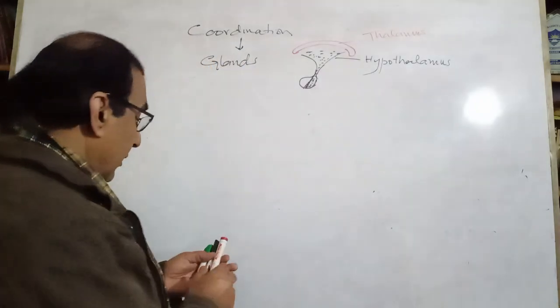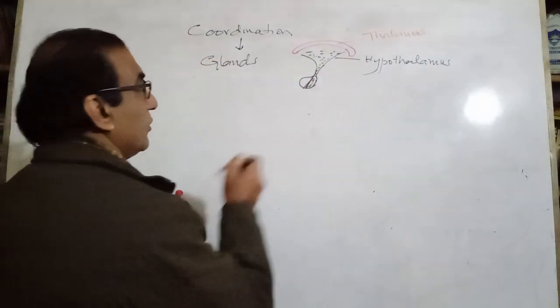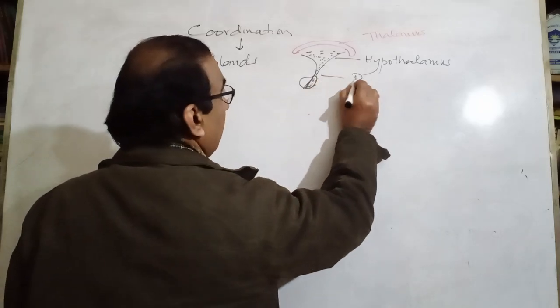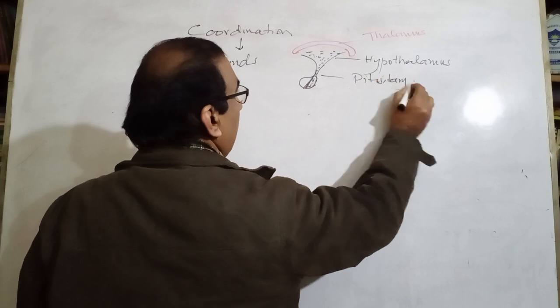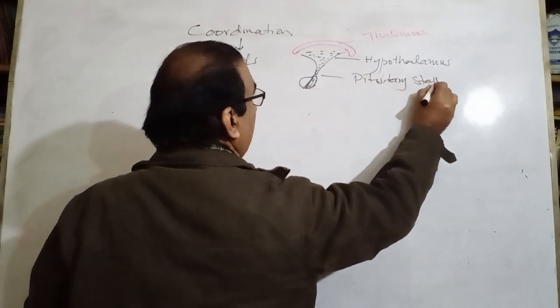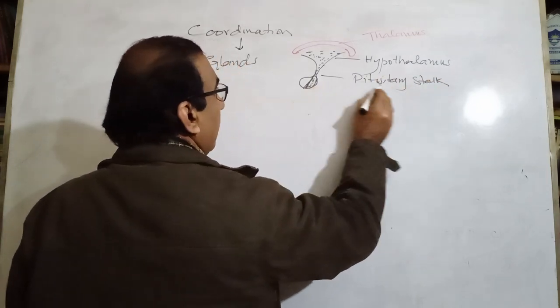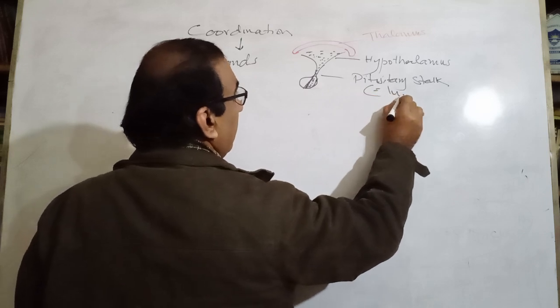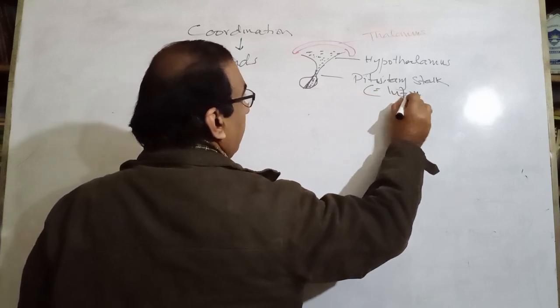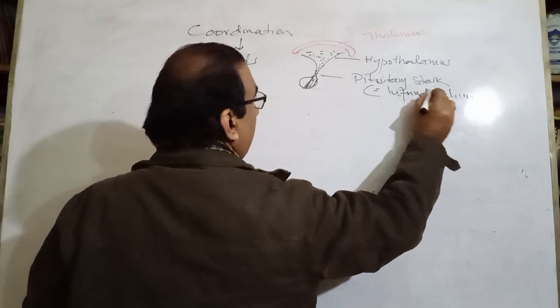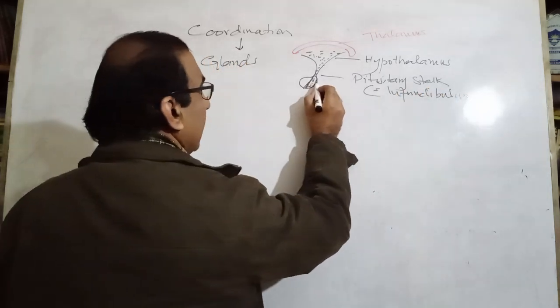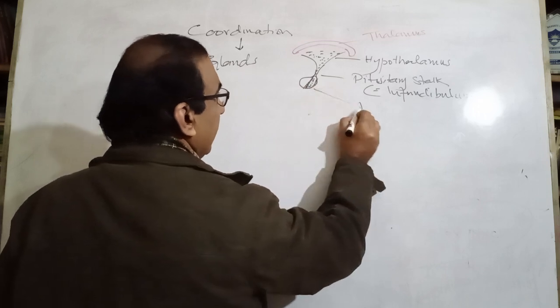This stalk-like structure is known as the pituitary stalk. It is also known as the infundibulum. This is the posterior pituitary.